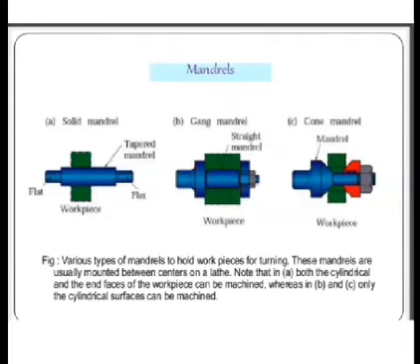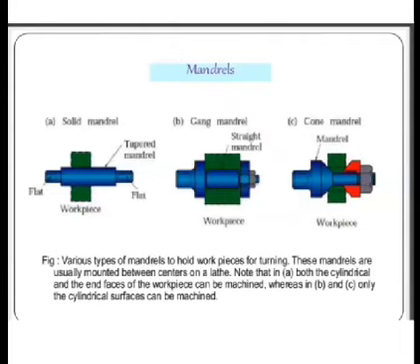This mandrel is used for holding a set of hollow workpieces between two collars. As shown in this figure, there are 3 workpieces held on the mandrel. This mandrel has a fixed collar at one end and a movable collar at the threaded end. After inserting the hollow workpieces over the mandrel, the movable collar is tightened by means of a nut as shown in the figure.